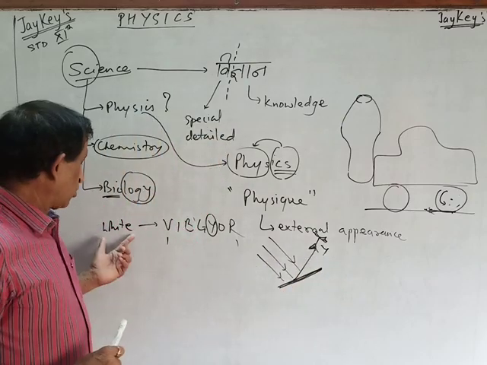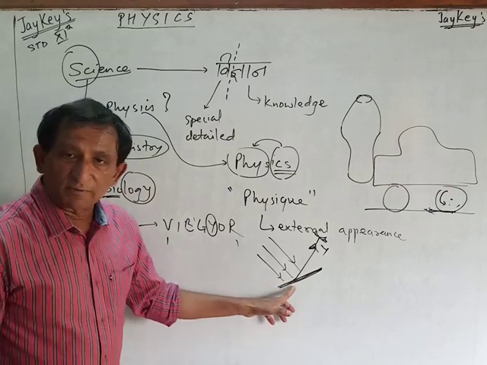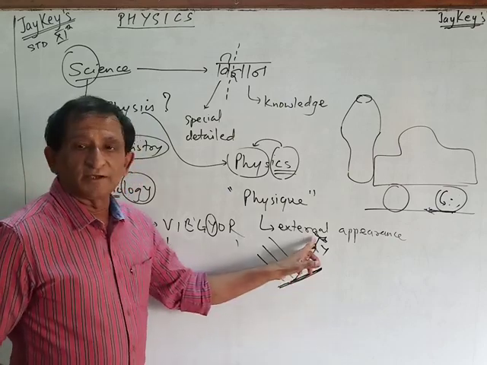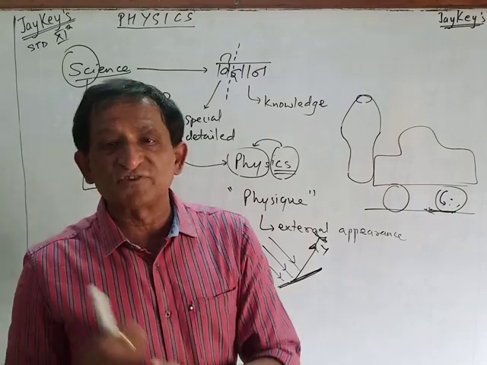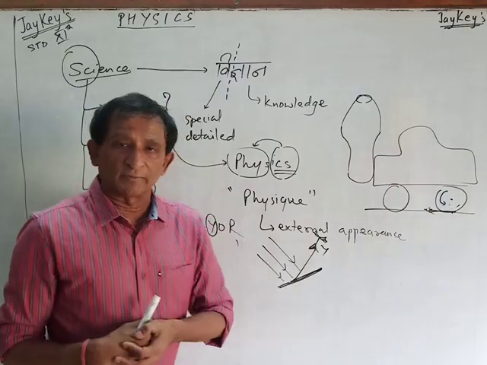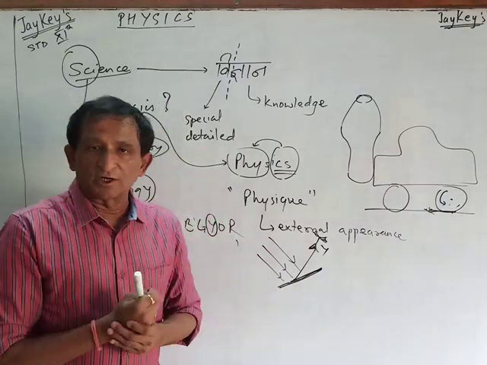Okay. So out of the white light, whatever color is absorbed, that's fine. Whatever is reflected back is what we see. So the colors we see are mainly based on the reflected light coming. So that's how we see the colors.